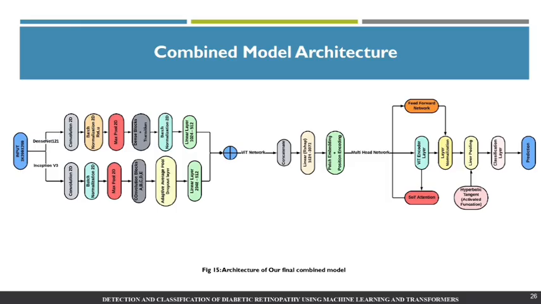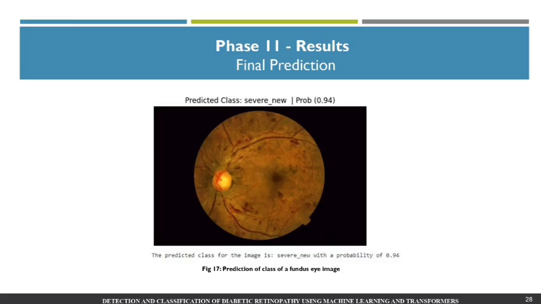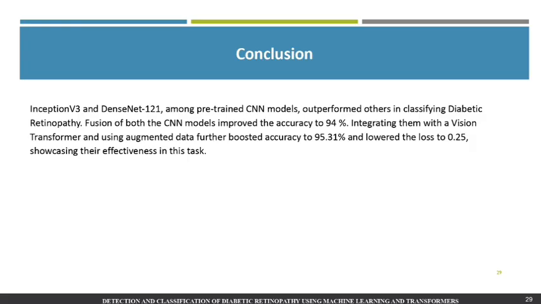In this slide, it is shown that the result we got from our final model. Here we can see that the loss is minimized to 25% from 41%, and the accuracy is also increased from 94 to 95%. This is one of the outputs that our model predicts. It predicted the class correctly with a probability of 94%. So now, for conclusion, we can conclude that by using the ViT, the loss from the fused CNN model gets reduced to 25% and the accuracy of the entire model also increased to 95%.